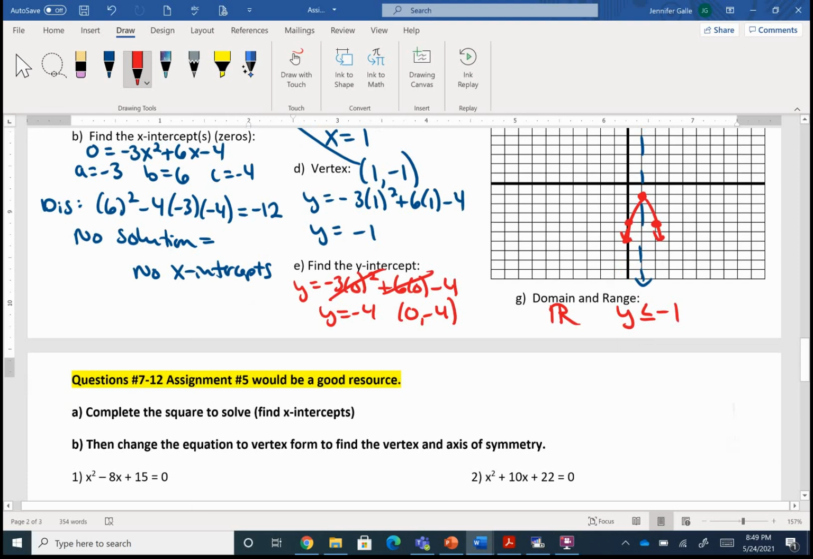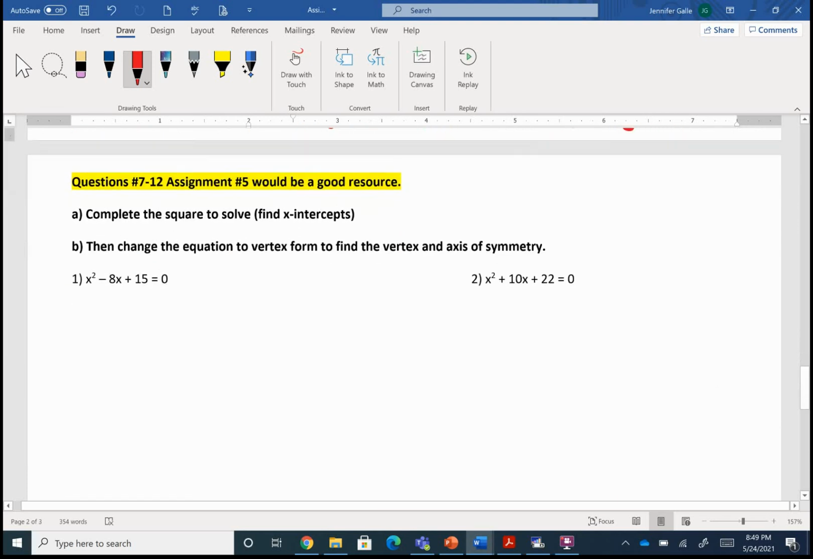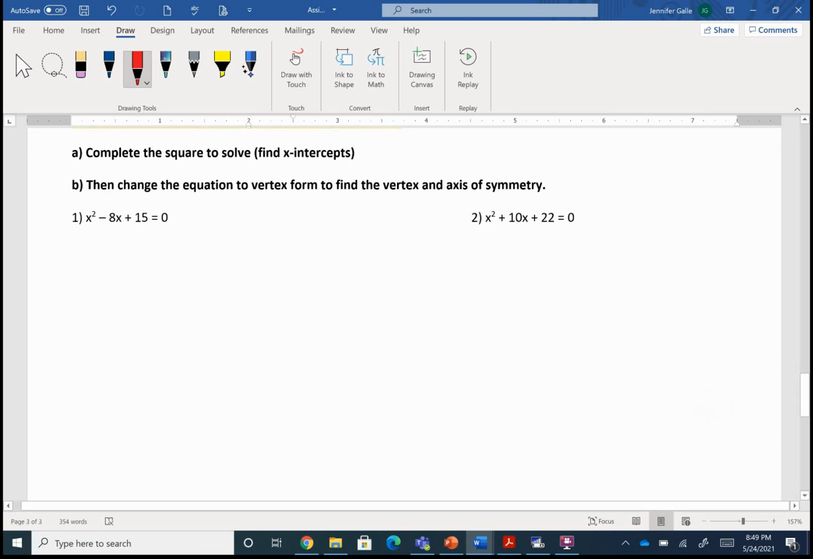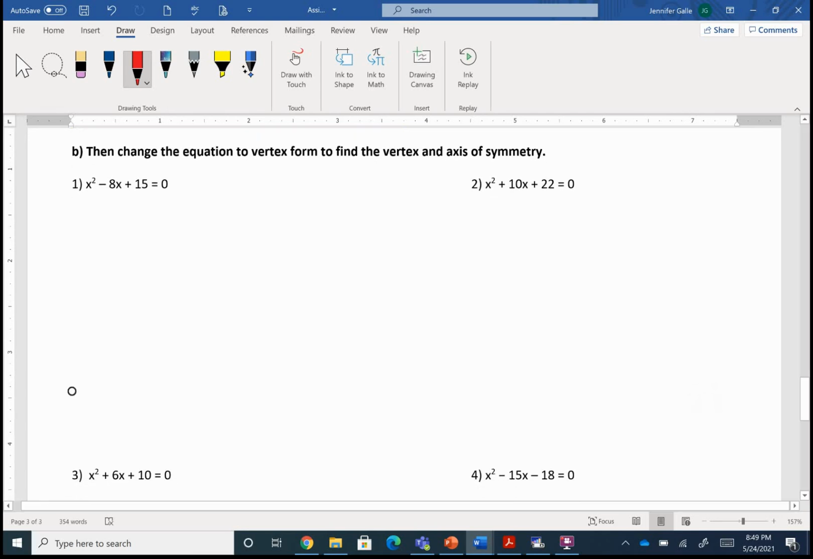All right, last but not least, moving on to our last page. I know this says questions 7 through 12. I misnumbered, so we're looking at 1 through 6. We're going to complete the square to solve, which gives us our x-intercepts. And then we're going to change our equation to vertex form to find vertex and axis of symmetry. All right, so the step-by-step process that I went through during the lesson, you might want to have your note sheet out for that, but if not, I'm going to go through the steps here.